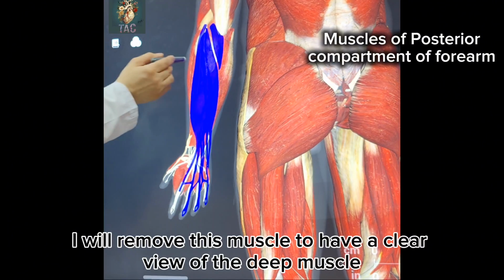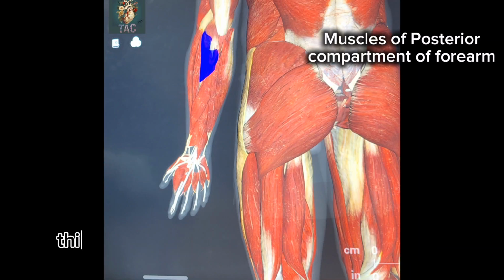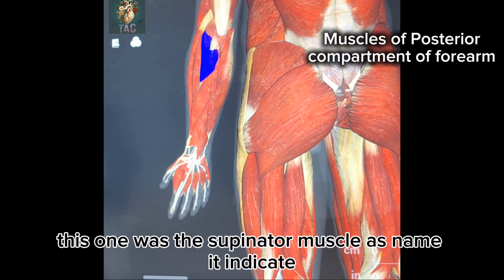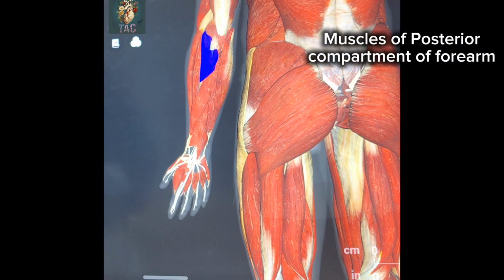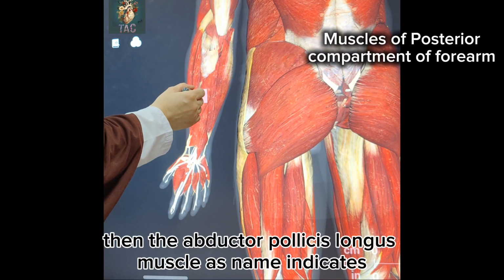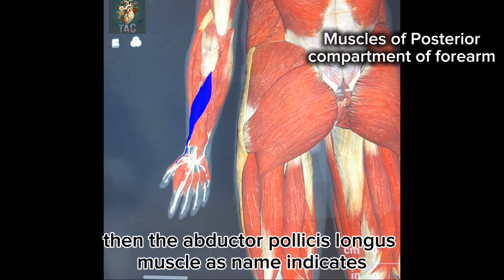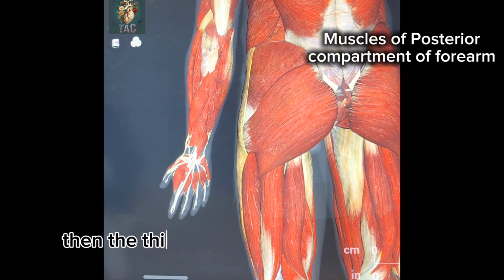So I am removing these muscles. Now you can see the deep muscles which are present. This one is the supinator muscle, and as the name indicates, this muscle is basically the supinator of the forearm when the elbow is extended. Then the abductor pollicis longus muscle, as the name also indicates, is the abductor of the thumb and its extensor as well.